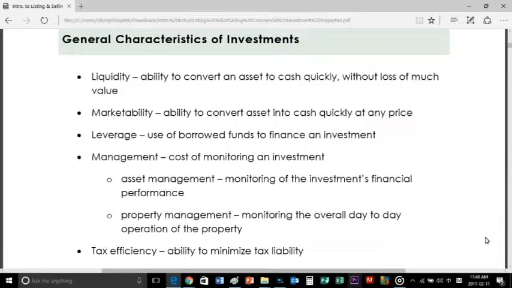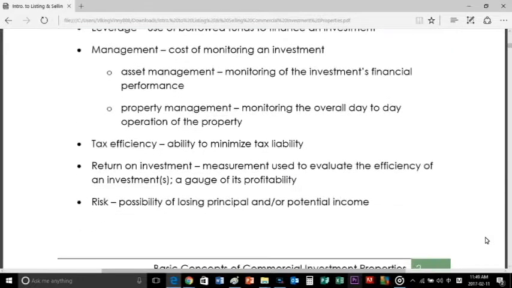Asset management: monitoring of the investment's financial performance. Property management: monitoring the overall day-to-day operation of the property. Tax efficiency: ability to minimize tax liability. Return on investment, ROI: measurement used to evaluate the efficiency of an investment, a gauge of its profitability. Risk: possibility of losing principal and/or potential income.